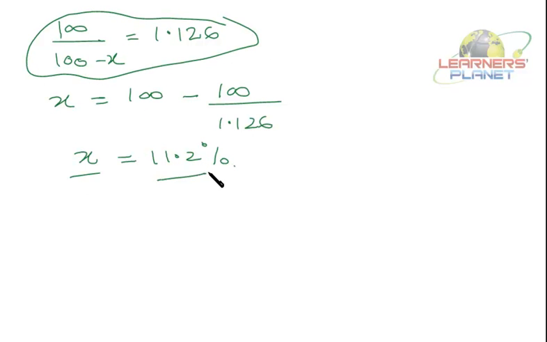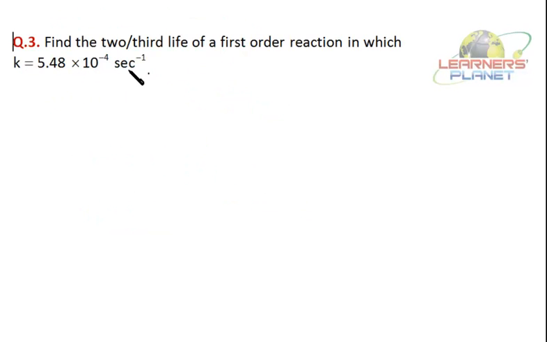Now x is 11.2%, that is how much has been dissociated in 90 minutes. What is the percentage dissociation in 90 minutes? It's 11.2%. So in this question also what you have to do is just put the value in the formula. That's it. Let's take up our next question. It's a different type of question.